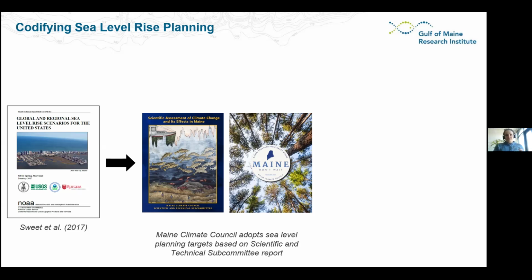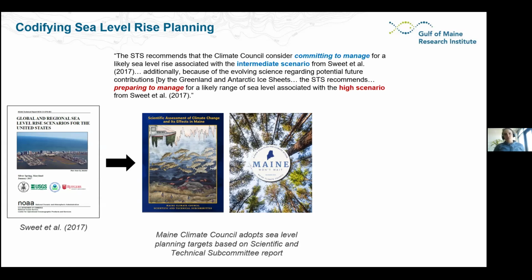So this technical report that underlies our climate action plan used Sweet et al. 2017 to come up with sea level rise planning scenarios. So STS, that's the group that writes this report. The STS recommends that the Maine Climate Council consider committing to manage for likely sea level rise associated with the intermediate scenario from Sweet et al. 2017. Additionally, because of the evolving science regarding potential future contributions by the Greenland and Antarctic ice sheets, the STS recommends preparing to manage for a likely range of sea level associated with the high scenario from Sweet et al.